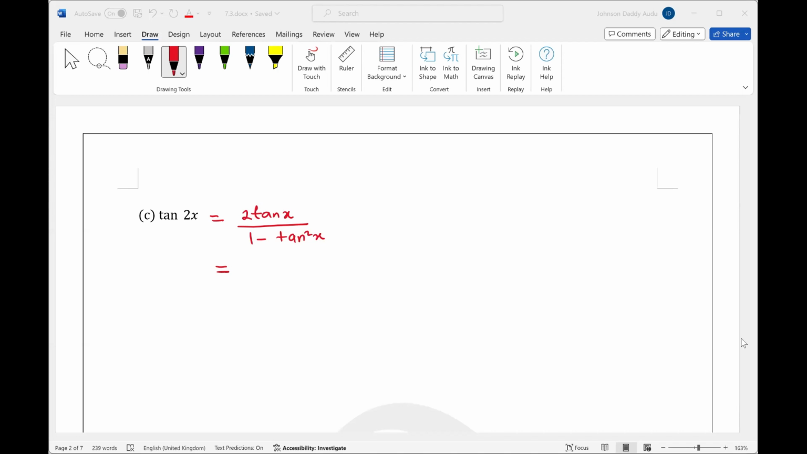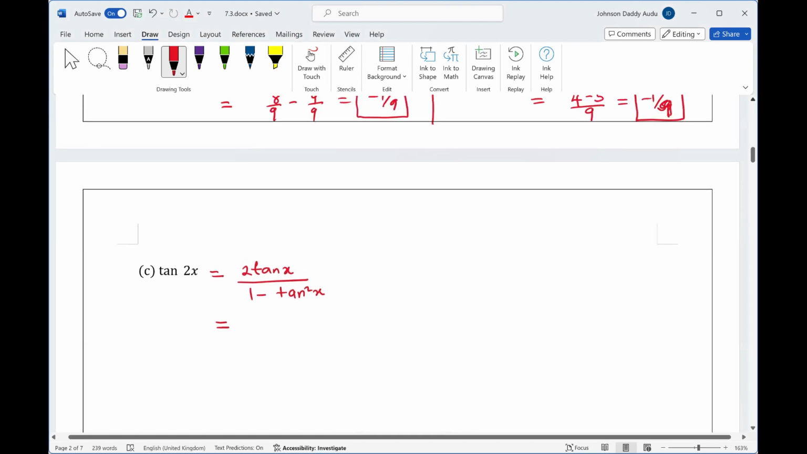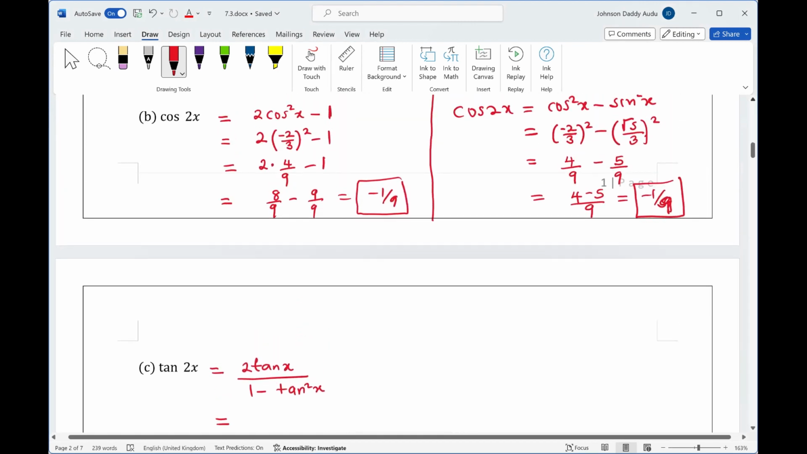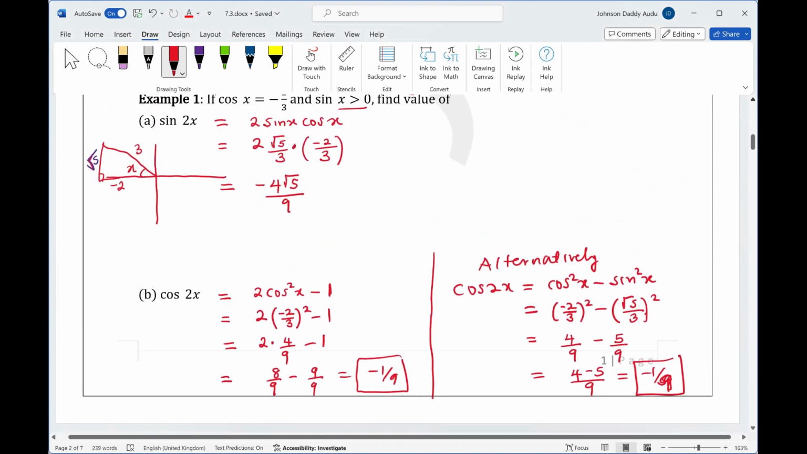All right, so what we're saying is that we need to get the diagram so that we can know what is tan. And if you look at the diagram here, this is the diagram we're using. So we're in the third quadrant. So tan is expected to be positive. Tan x is going to be what?